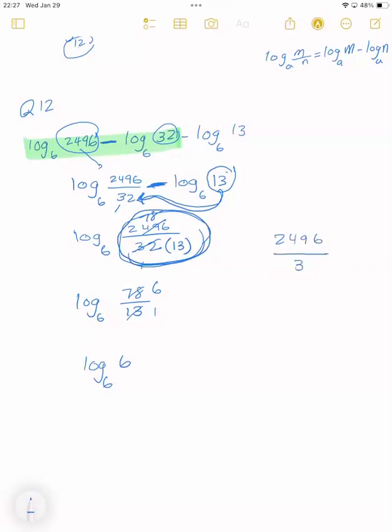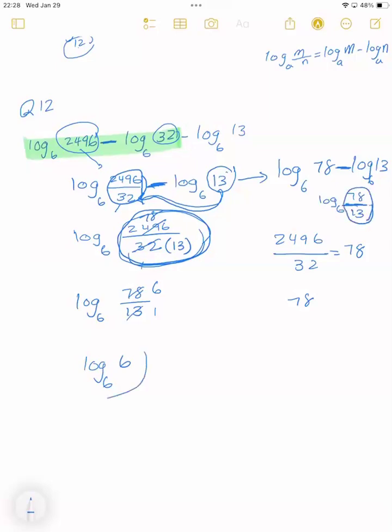2,496 divided by 32 is equal to 78. And then I have a 78, so I could have written this as 78. I could have reduced it and then written this as log base 6, 78 divided by 13. And 78 divided by 13 is 6. When these two are the same, the answer is the exponent of the argument, and the exponent is 1. So the answer to this whole thing is 1.